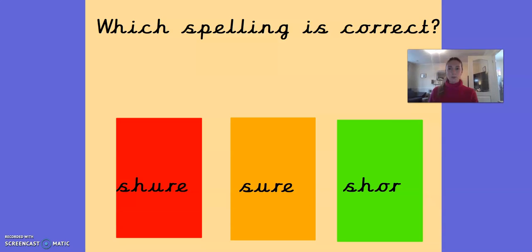Okay, next question. Which spelling is correct? We're trying to spell the word sure. For example, are you sure? Is it this spelling, or this spelling? Remember, these are our tricky words. It was one of our tricky words from this week. Can you remember how we spell it? Let's do a drum roll. So the correct spelling is the orange one. Hopefully you picked that one too.